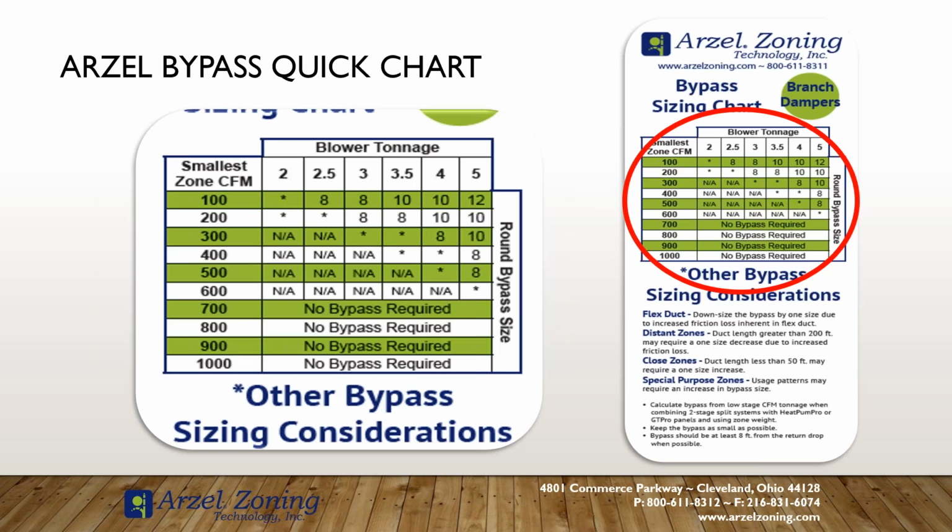And then we've made it real simple for you. There's an RZL bypass chart that's available. If you go to our website, www.rzlzoning.com, click on or hover over the products tab, click on dampers, and then about 2/3 of the way down is a big blue button that says download bypass sizing chart. You'll see that there's 2 sides to it.